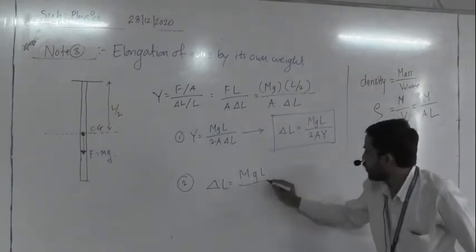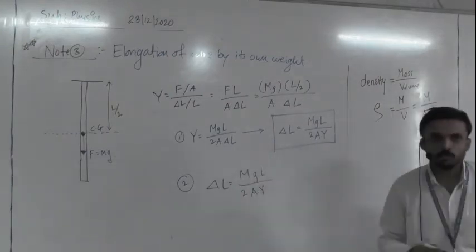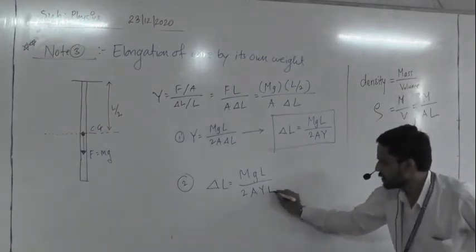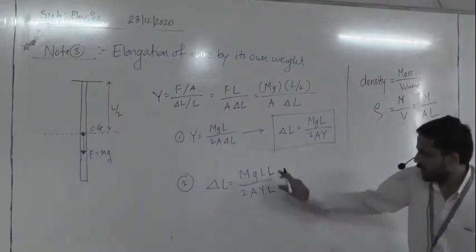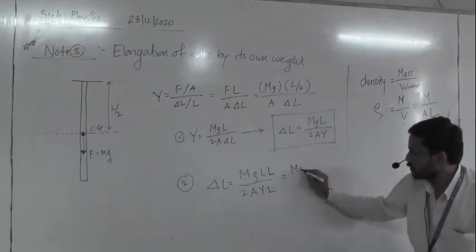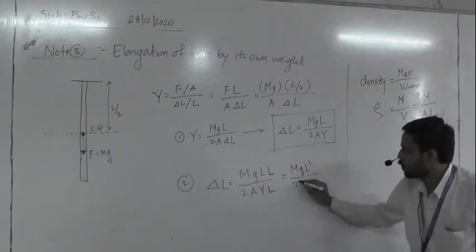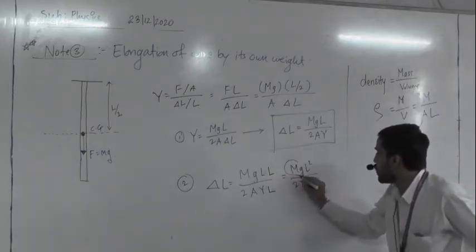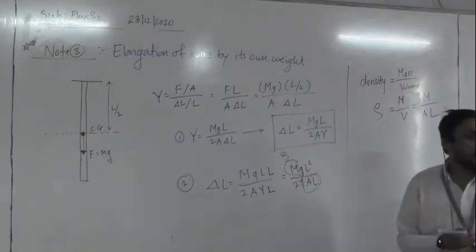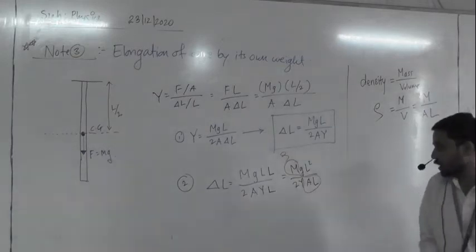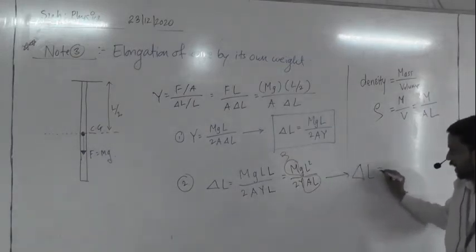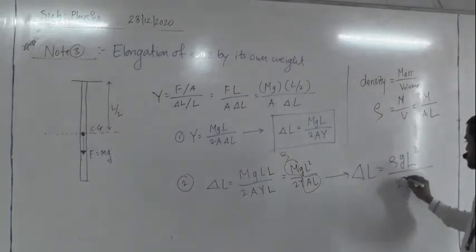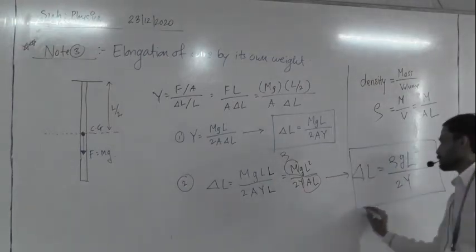See, delta L is mgl upon 2AY, and what is the extension for a hanging wire? It becomes mgl square upon 2AYL. Now, instead of mg upon AL, can I take rho? Yes, I can write delta L equal to rho g L square upon Y. This is very important.